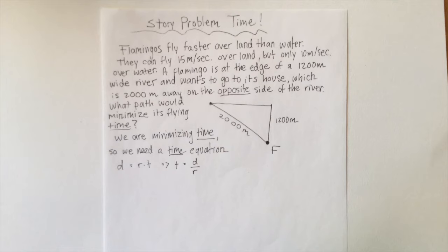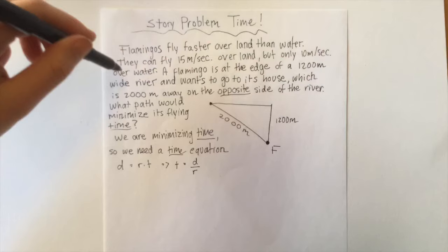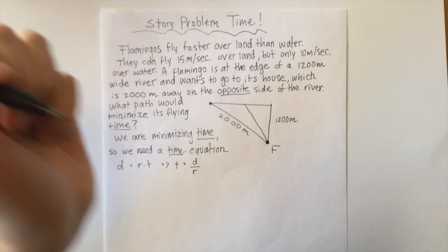And then the next thing I did is I drew a line from F to sort of the middle of the other leg of the triangle, because we know that there's going to be some distance over water and some distance over land. We don't know the specifics yet, but we know that much.